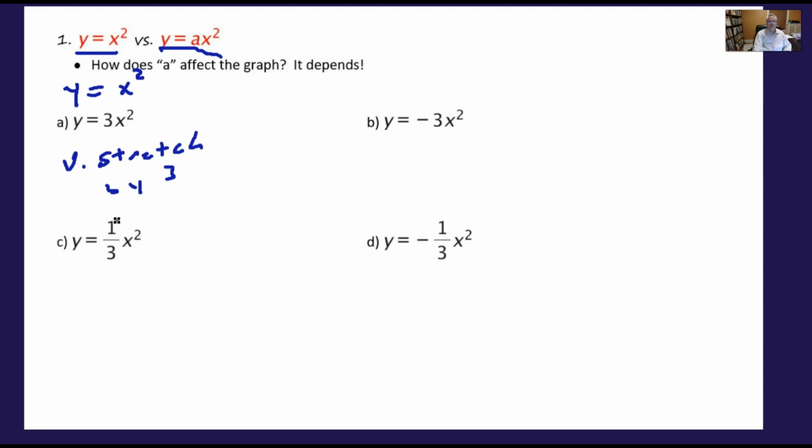We're multiplying by a third. That's something less than 1. When we multiply by a number less than 1, it makes something smaller. So this is going to be a vertical shrink by a third.